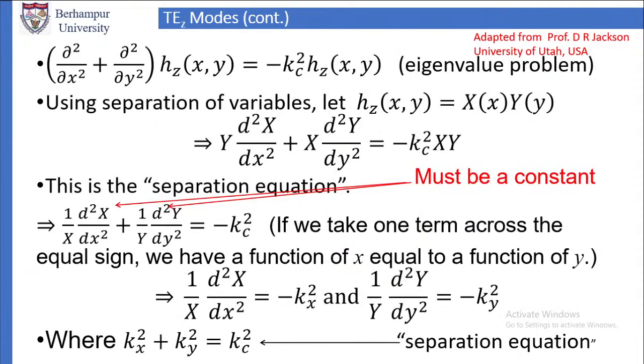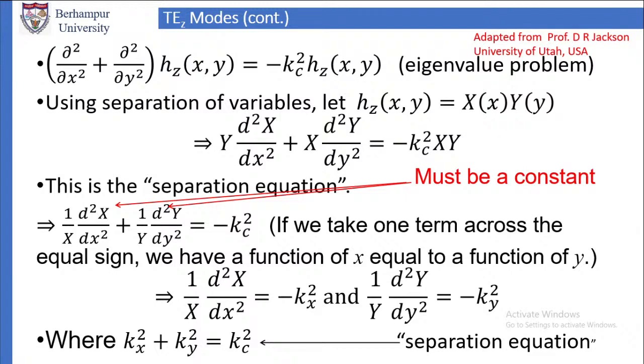Now, this becomes an eigenvalue problem. The Helmholtz equation gives you an eigenvalue problem. ∂²/∂x² plus ∂²/∂y², operating on Hz, is equal to minus kc² Hz. Now, small hz is a function of x and y.